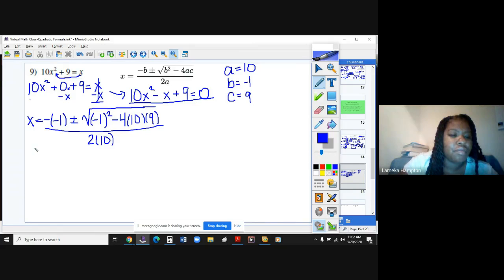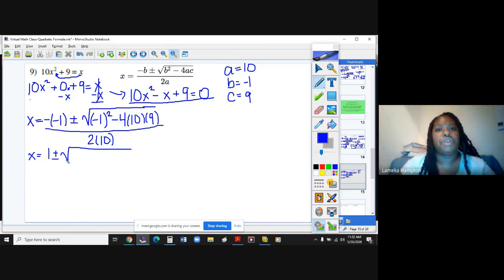All right. So remember, two negatives give me a positive. So now I have x is equal to a positive 1 plus or minus the square root. And the goal is also to get rid of the square root. But as you can see, sometimes it works, sometimes it doesn't. And if it doesn't work, it's okay.